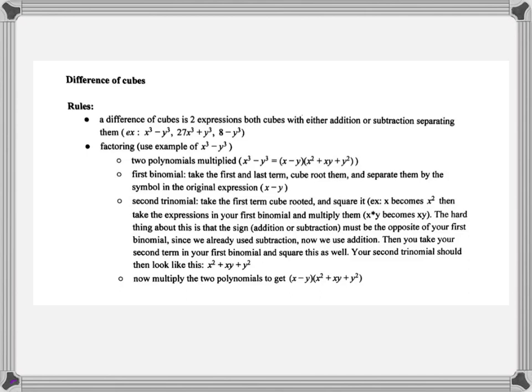A difference of cubes is two expressions which are both cubes, and either addition or subtraction is separating them. So an example of that is x cubed minus y cubed and 27x cubed plus y cubed. We're going to use the example of x cubed minus y cubed. This is going to go to two polynomials, clearly, and I'm not going to go through all these rules, we'll go through those in the video. At the end, you should multiply your two polynomials to get something looking like this.